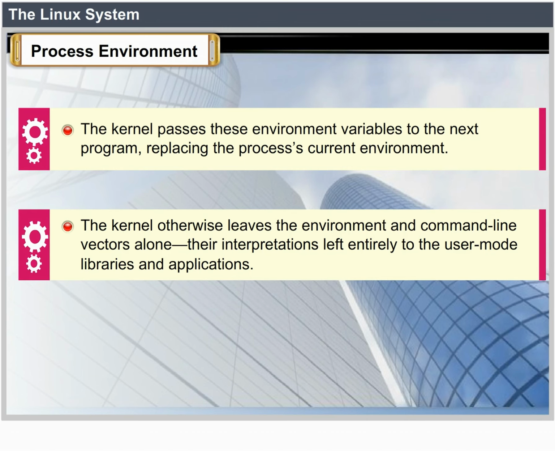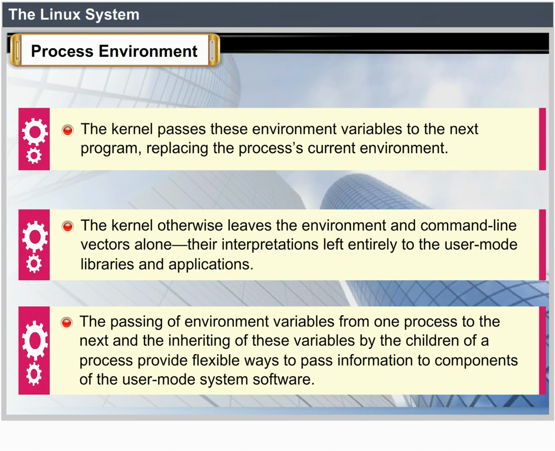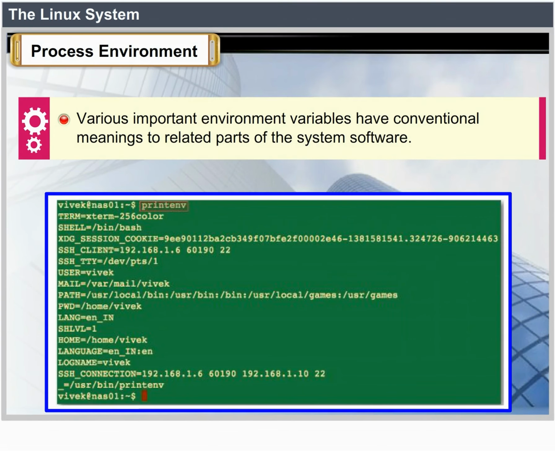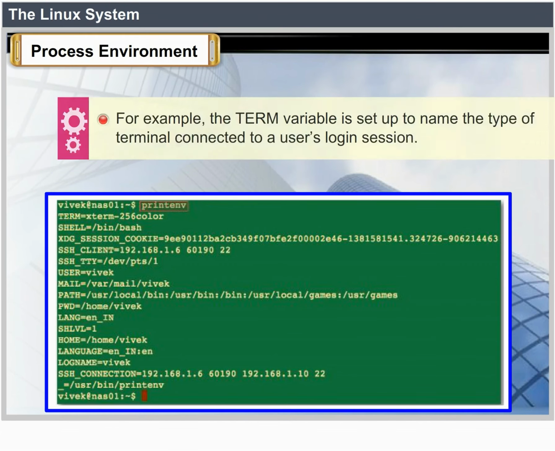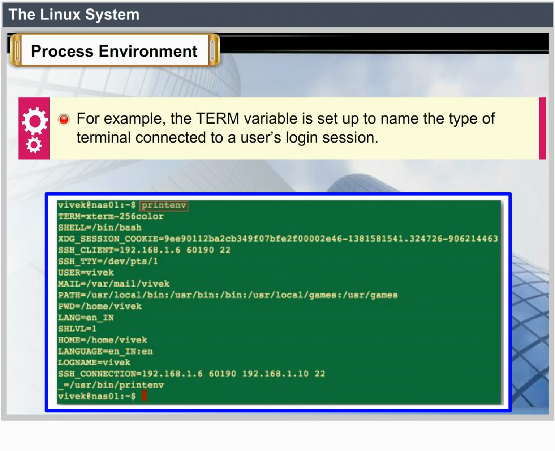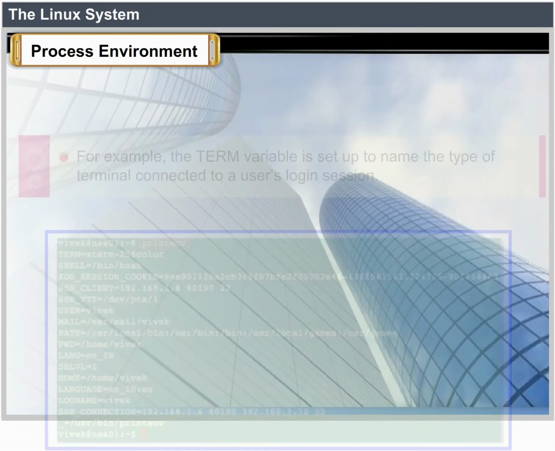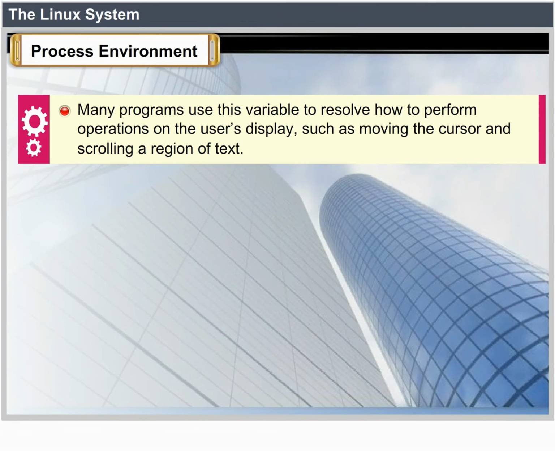The passing of environment variables from one process to the next, and the inheriting of these variables by the children of a process, provide flexible ways to pass information to components of the user mode system software. Various important environment variables have conventional meanings to related parts of the system software. For example, the TERM variable is set up to name the type of terminal connected to a user's login session. Many programs use this variable to determine how to perform operations on the user's display, such as moving the cursor and scrolling a region of text.